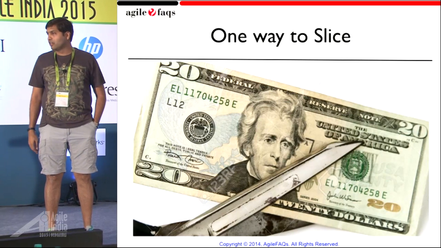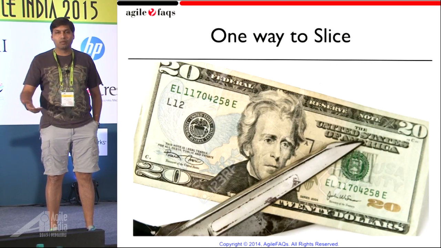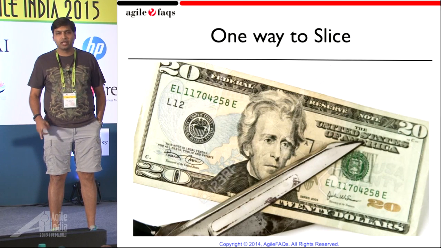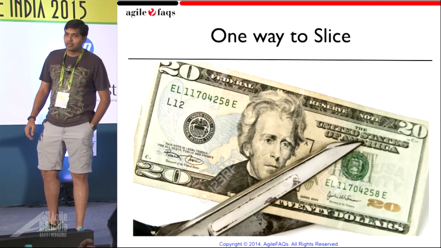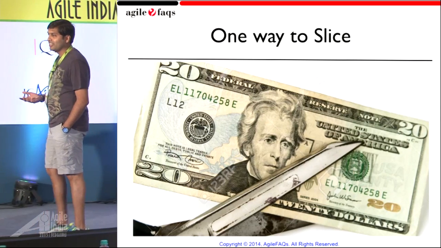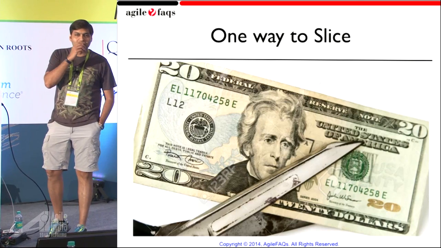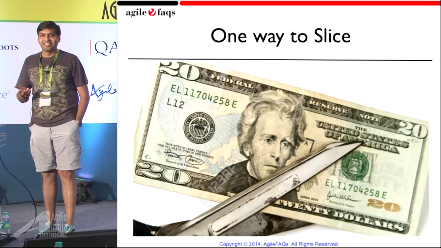Right? I have $20 with me, I have 20 rupees with me, and I want to give it to three of my friends over here. So I take a scissor and cut it into three parts and give it to them. And everyone's laughing. Why? We've lost the value, right?